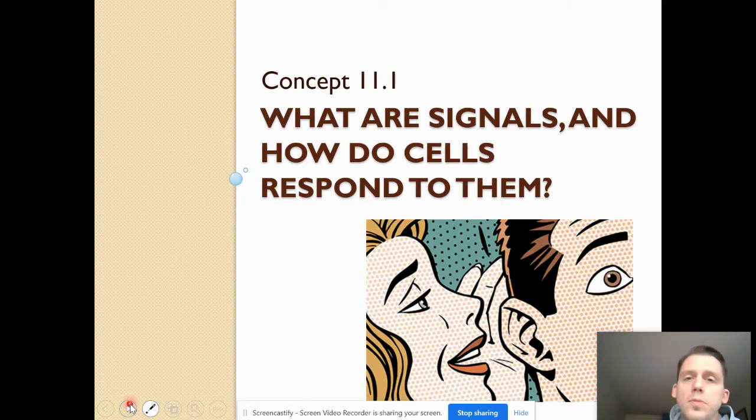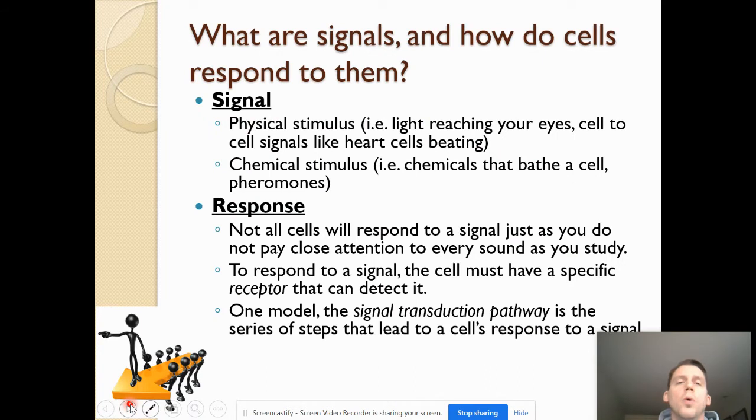All right, so what are signals and how do cells respond to signals? Well, a signal can be a physical stimulus, for example, light reaching your eyes. Or a cell-to-cell signal, like when your heart cells beat, they are able to signal one another. Signals can also be chemical, and that usually refers to a hormone or a protein or some other chemical that is going to interact with some other part on a cell.